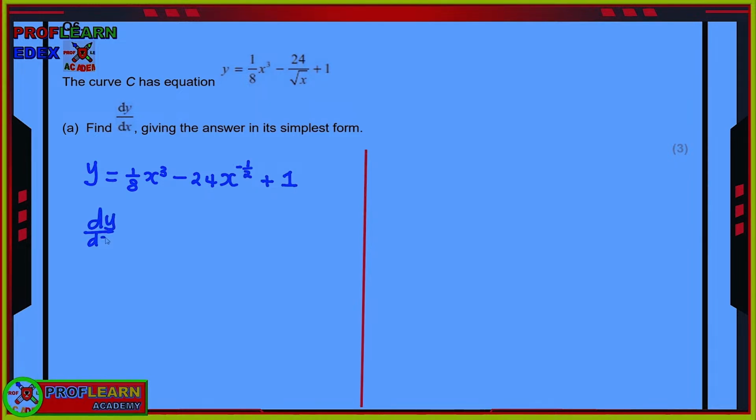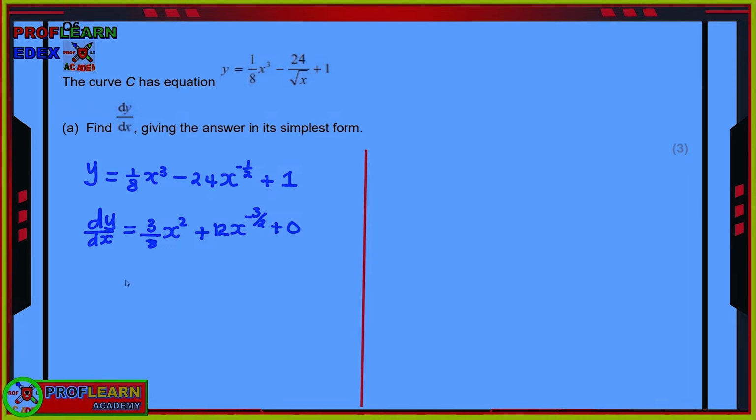2. So we are going to have 3 over 8 x to the power 2, and 24, you can see we have negative 24 and the power is negative 1 over 2. So when negative 1 over 2 comes in front, it becomes negative 1 over 2 times 24, that becomes positive 12 x raised to power 3 over 2, because we're going to subtract 1, and when you differentiate a constant you get 0.